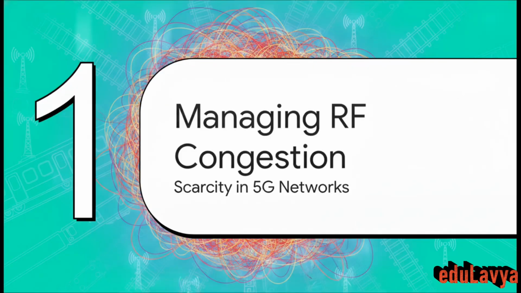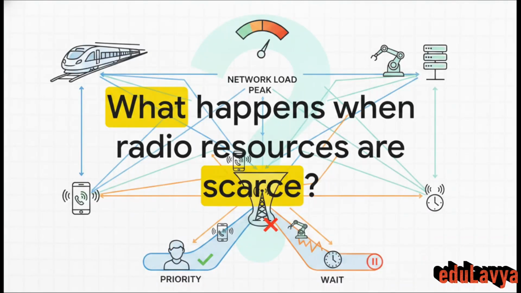Okay, Section 1, Managing Radio Frequency Congestion. Right off the bat, as engineers, we're up against a fundamental physical limitation. Radio frequency bands are finite. They can and do get congested. So I want to ask you, what actually happens when radio resources are scarce? Picture a scenario where you've got high-speed trains, trackside applications, automated systems, and critical voice services, and they all suddenly demand bandwidth at the exact same time.